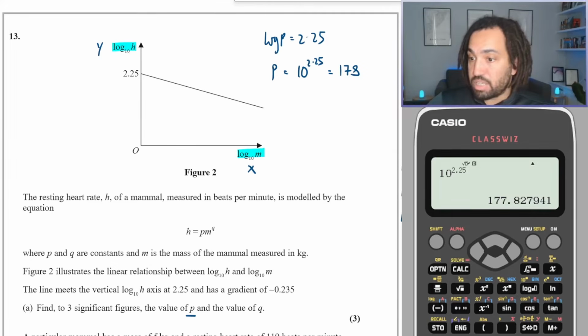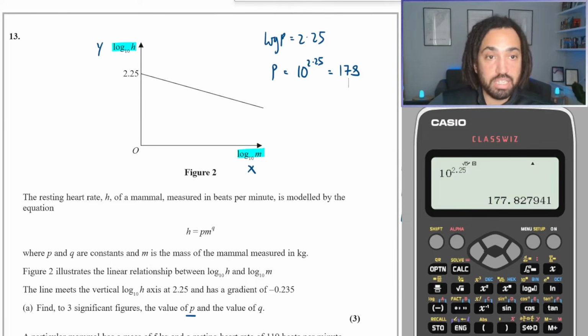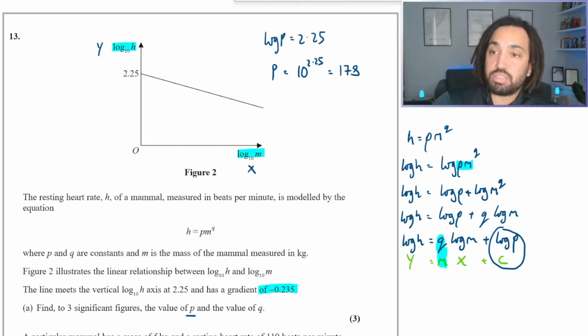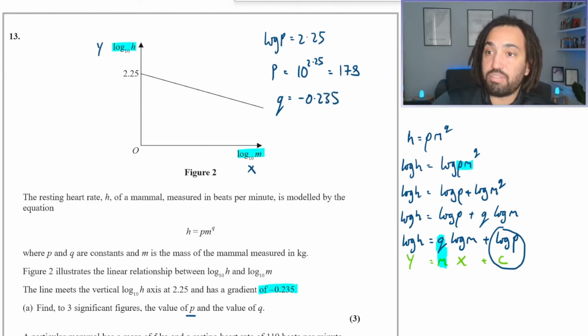Okay, great. And then what is the gradient? Well, the gradient, I'm told, is equal to this, and the gradient lines up perfectly with q. So q is the gradient. So I just need to say that q is equal to minus 0.235. And we're done. We've got the value of p and we've got the value of q.